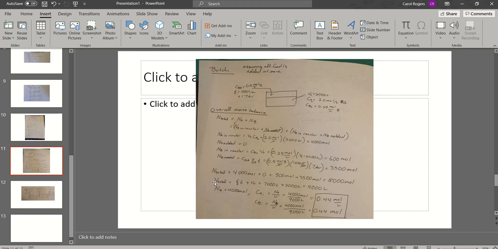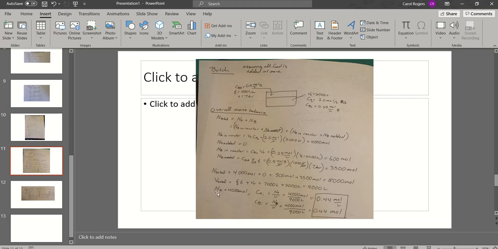Then our total volume is the initial volume, the volume that's already in the reactor, plus the volume added, which is the flow rate times the amount of time that the stream was added. So 7,000 liters plus 2,000 liters, 9,000 total liters in the reactor at any point in the reaction, because the volume is now a constant.